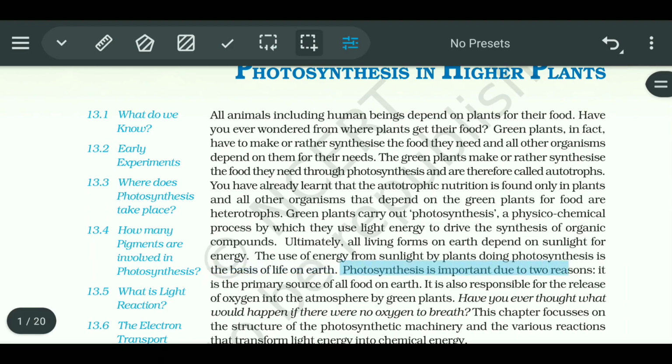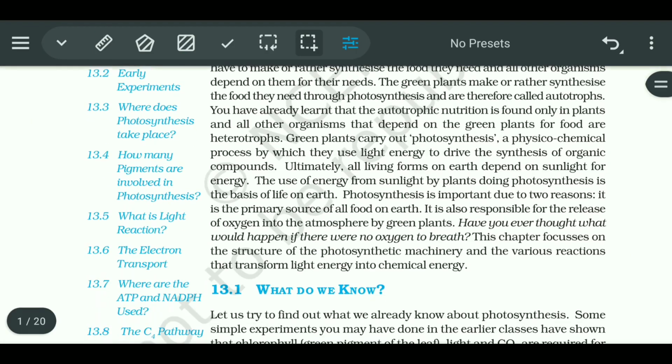Photosynthesis is important due to two reasons. It is the primary source of all food on Earth. It is also responsible for the release of oxygen into the atmosphere by green plants. Have you ever thought what would happen if there were no oxygen to breathe? This chapter focuses on the structure of photosynthetic machinery and the various reactions that transform light energy into chemical energy.